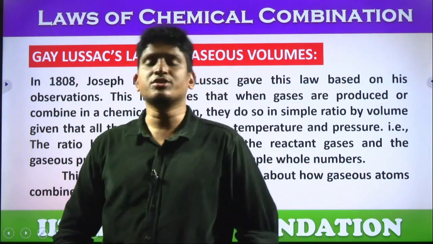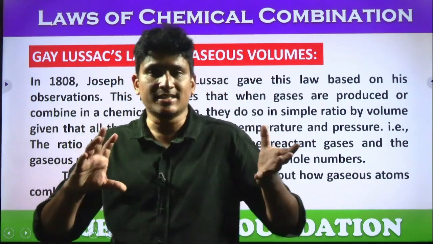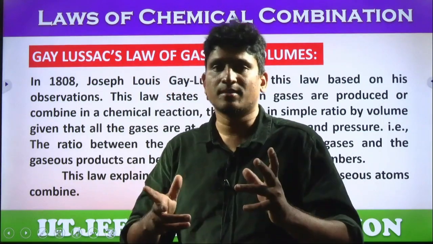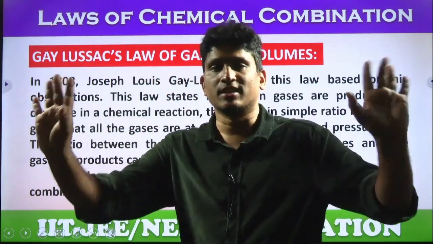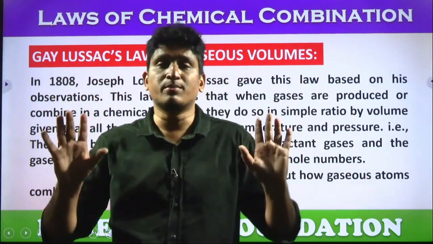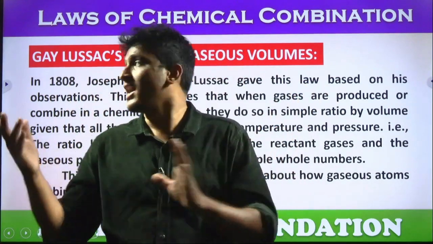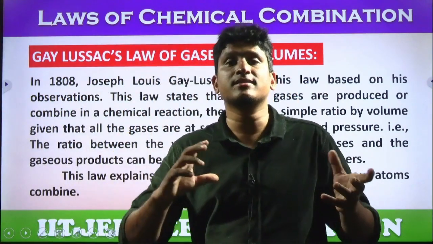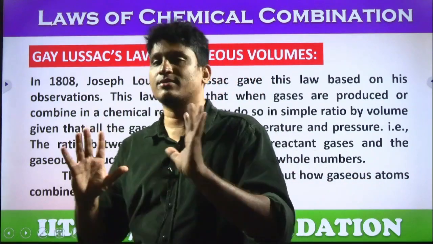The law of constant proportions explains by examining the mass, as a fixed mass. Here, simple volumes, that's it. That's the difference. Constant proportions is by mass, and Gay-Lussac's law is by considering the volumes. What are volumes? That I'll explain.